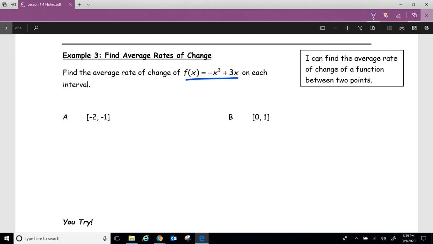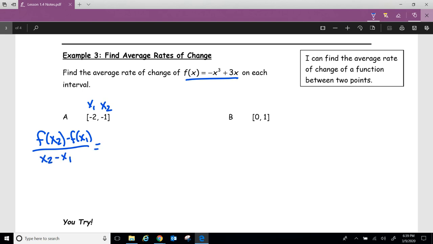So here we want to find the average rate of change for this function, and part A wants us to do it between f of negative 2 and f of negative 1. So between negative 2 and negative 1. So I'm going to make this my x1 and my x2. So I want to find f of x2 minus f of x1 all over x2 minus x1.